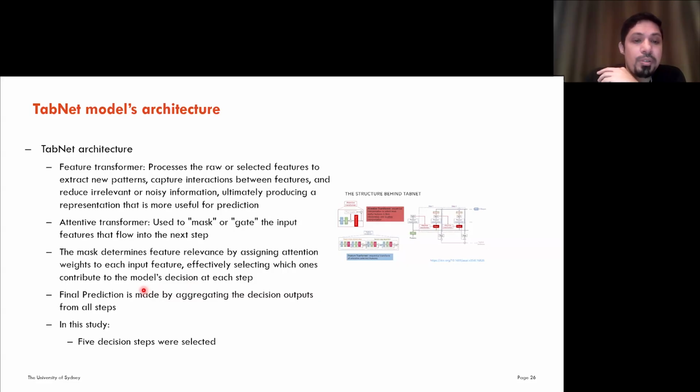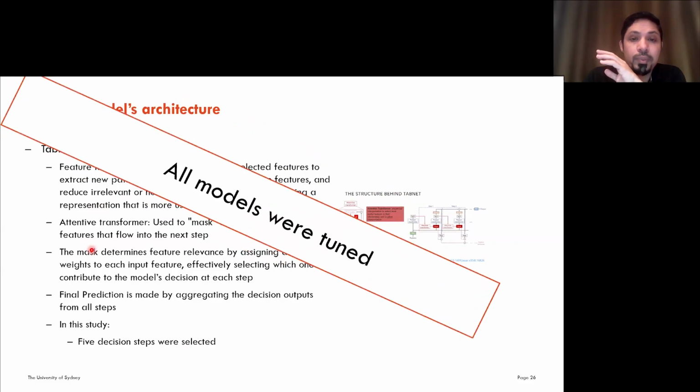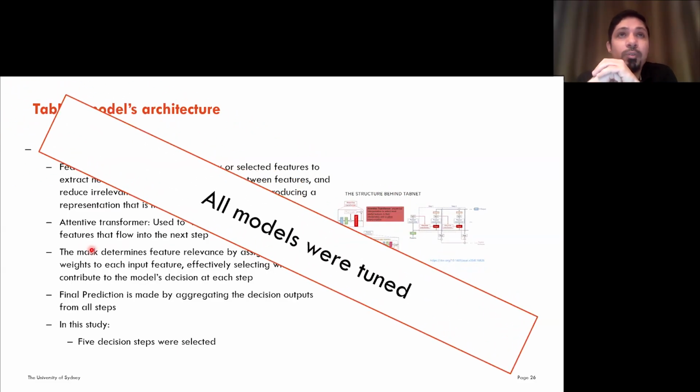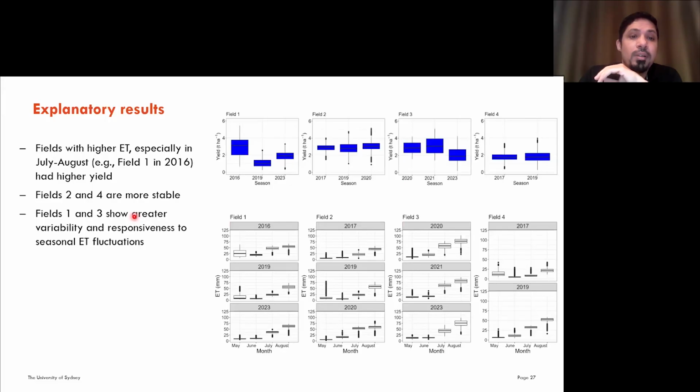The final predictions are made by aggregating all the decision outputs from all steps. So in our case, we use 5 decision steps to make the predictions. So if you're wondering if we tuned the models, yes, we tuned all the models we mentioned. So here are some results.